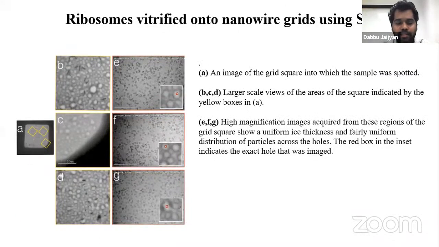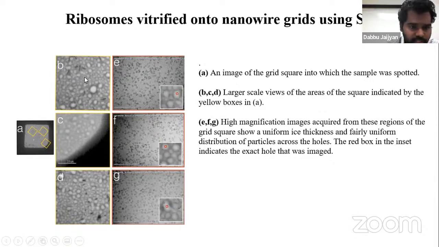So using this method, the authors of this paper have tried to image the ribosome, like different biological samples, to prove that this method can be easily used for the vitrification of different biological samples, and that it gives very high quality images. So here this is the grid, and this is one of the spots on the grid where the samples were deposited by the spotting head. These yellow rectangular squares you can see here. So this is the magnified image of these squares.